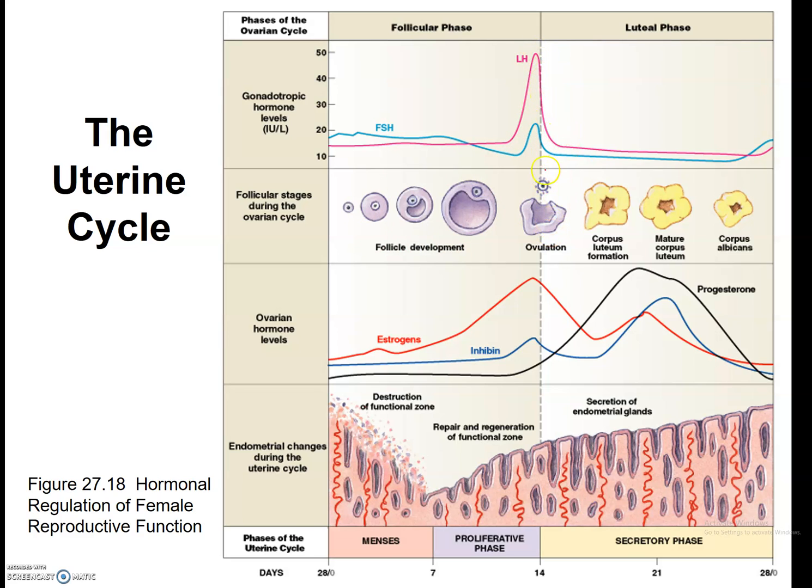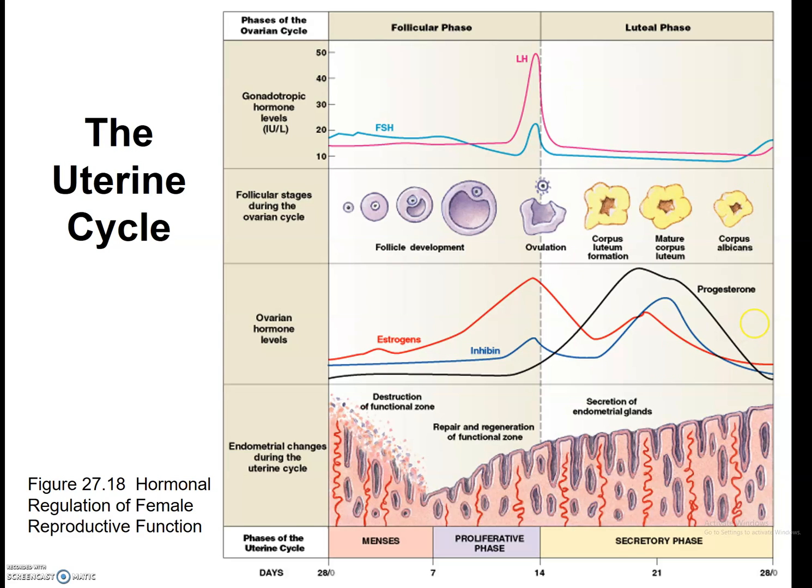Luteinizing hormone causes ovulation, and then the corpus luteum formation starts from the leftover bit of the follicle, and that's going to be transitioning to the mature corpus luteum, and then the corpus albicans, which is going to be producing other hormones.